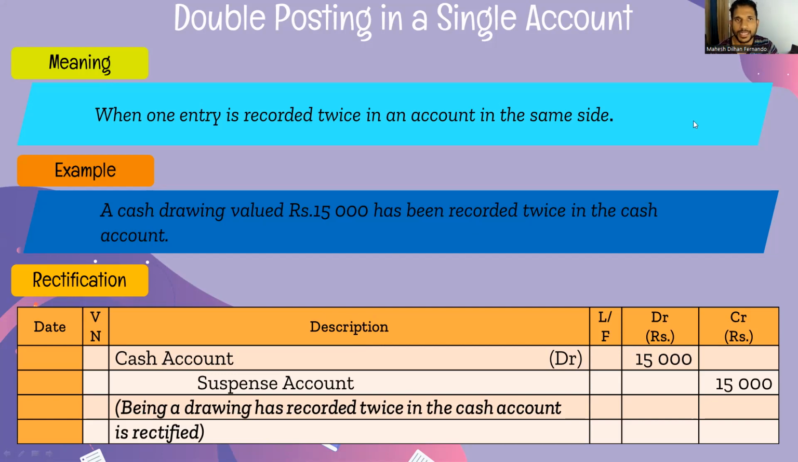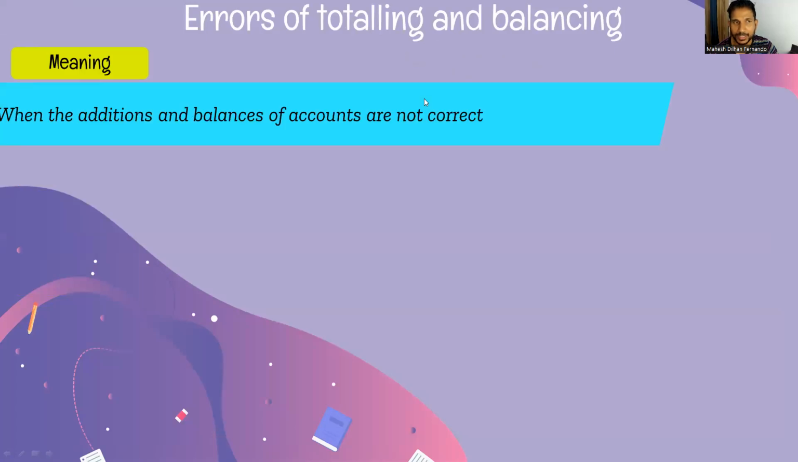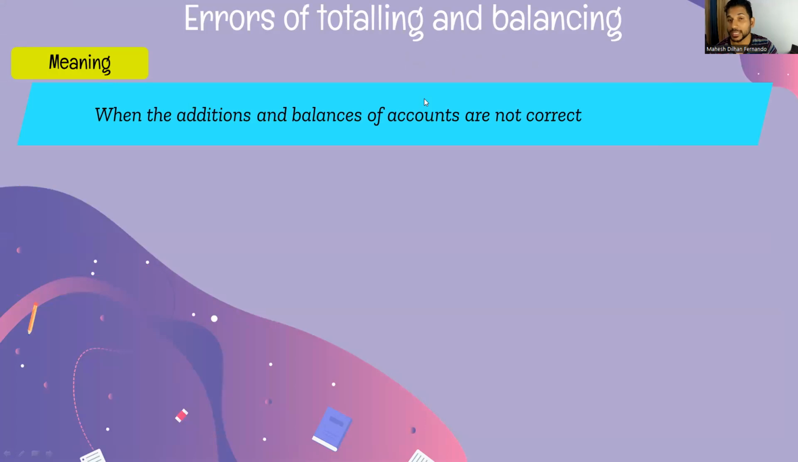Okay. Let's move to the next error. That is errors of totaling and balancing. Look at the description: when the additions and the balances of accounts are not correct, it is called errors of totaling and balancing. Right. Let's move to an example.